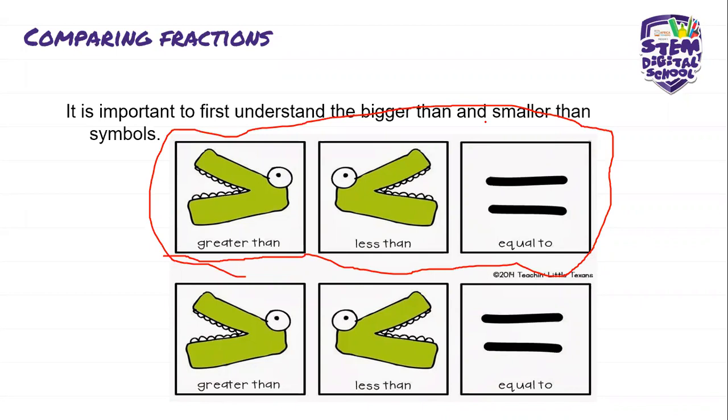I'm good. So how do we best understand greater than and less than and equal to? When I was taught, I learned that the crocodile always likes to eat the biggest number. So it always turns to the biggest number. So it always eats the biggest number.